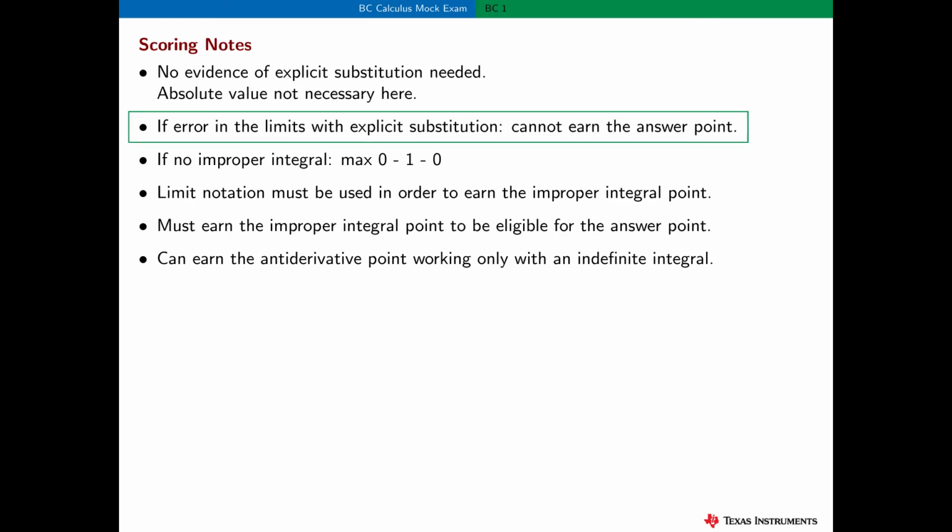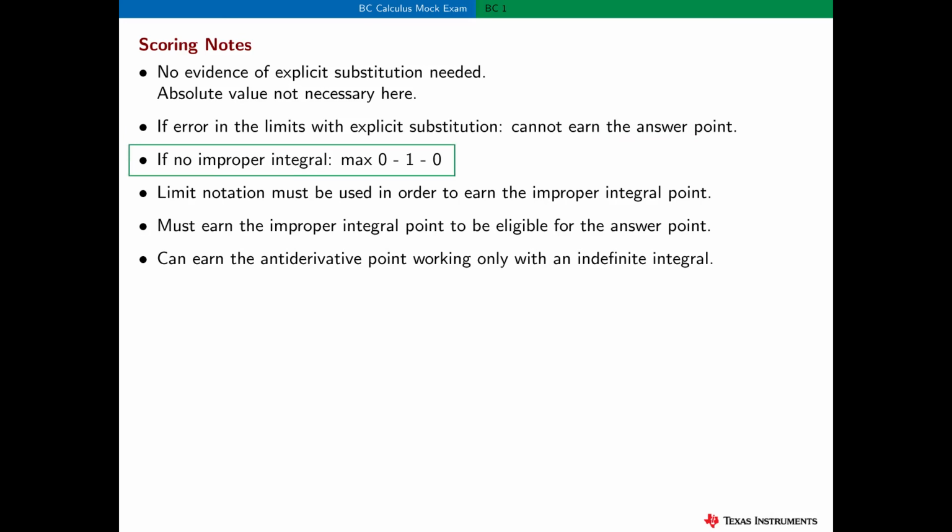If the student makes an error in the limits while using a U substitution, they cannot earn the answer point, but they're still eligible for the first 2 points. If there is absolutely no evidence of an improper integral, then the maximum a student can earn here is 1 point, the antiderivative point.